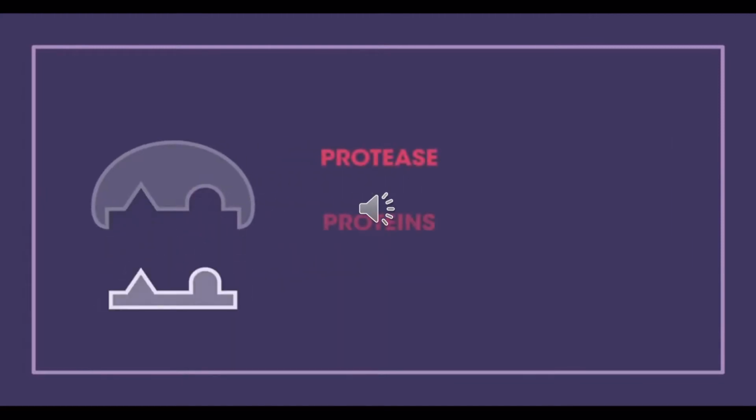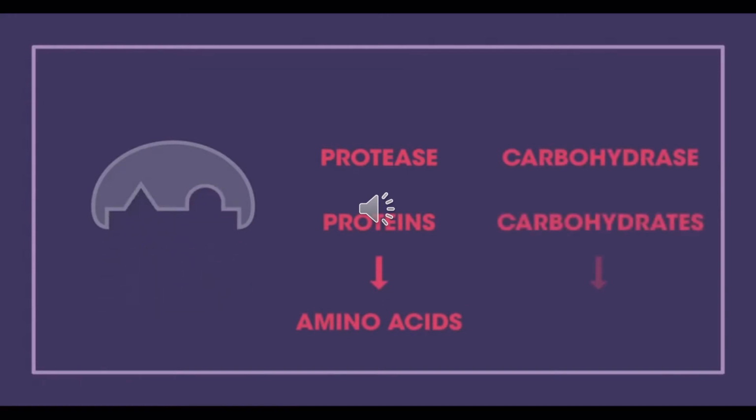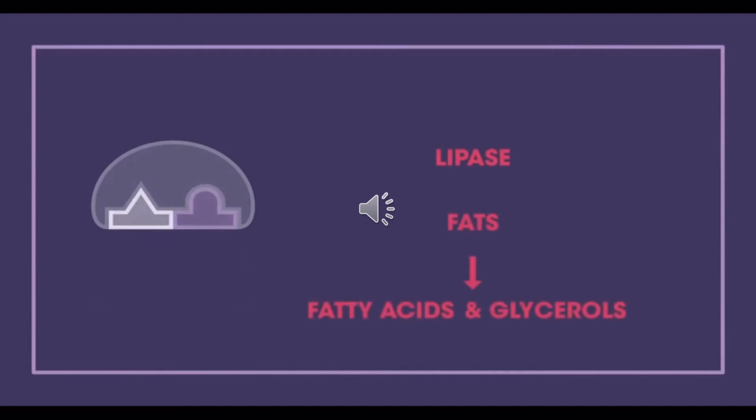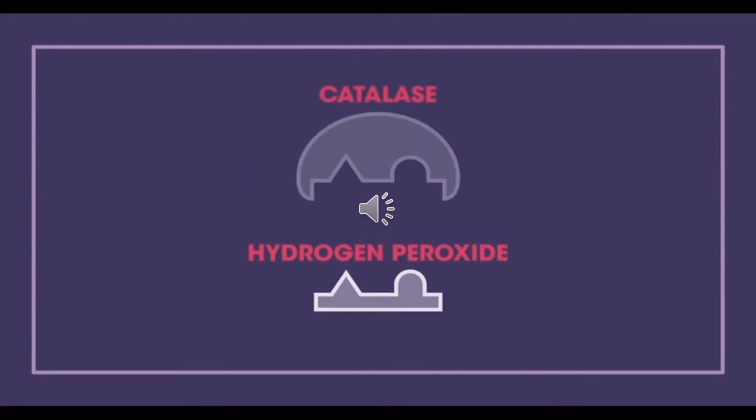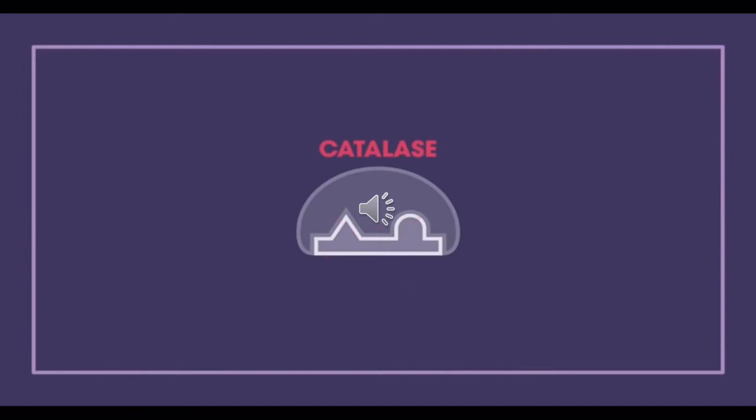Likewise, we also have enzymes such as proteases that break down protein into amino acids, or carbohydrases which break carbohydrate into glucose, or lipases that break down fats into fatty acid and glycerol. Hydrogen peroxide is a reactive oxygen species which is produced as a byproduct by the cells. Now we have the enzyme catalase. It catches the hydrogen peroxide and breaks it down into water and oxygen molecule.